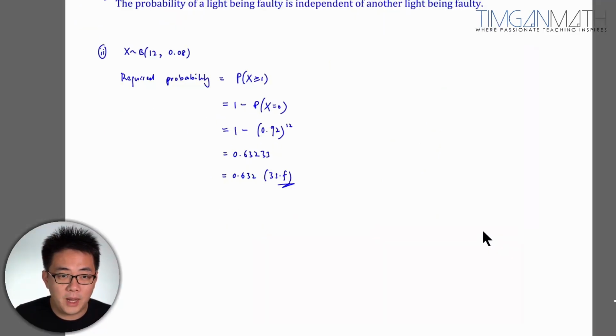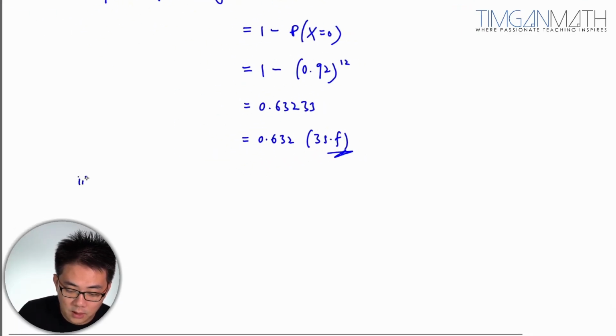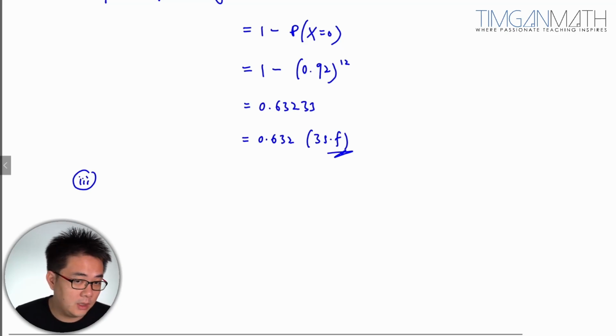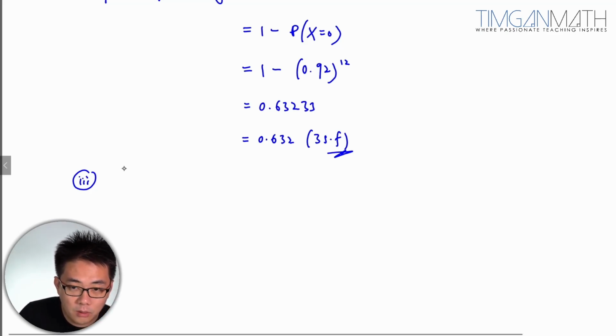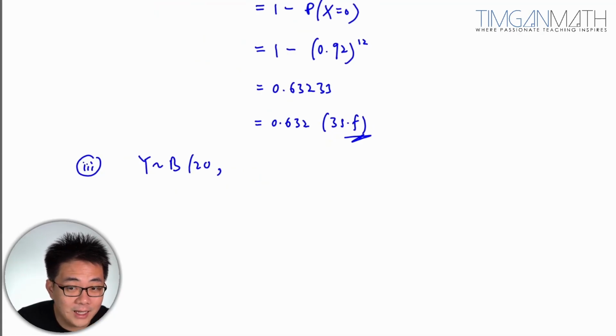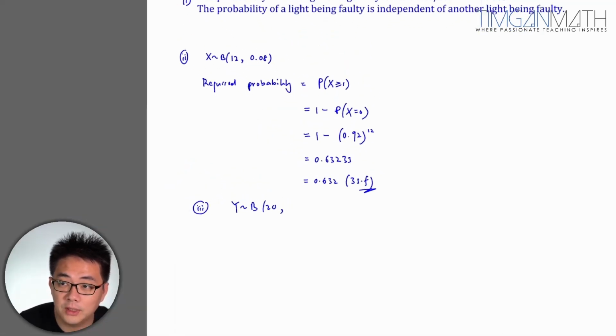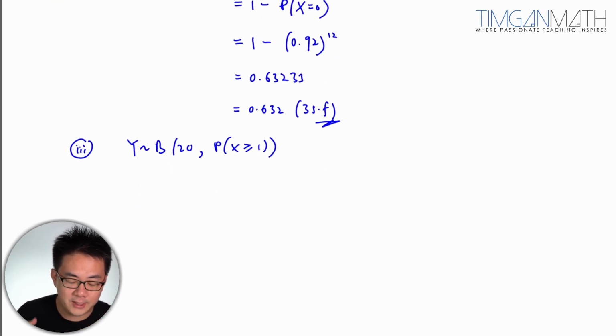Let's look at part 3. You're told that the boxes are packed into cartons and each carton contains 20 boxes. Find the probability that each box in one randomly selected carton contains at least one faulty light. For every one box of the 20 in a carton, the chance of having at least one faulty light is P(X at least 1). So each box has this chance of having at least one.